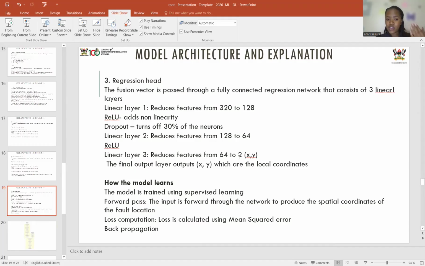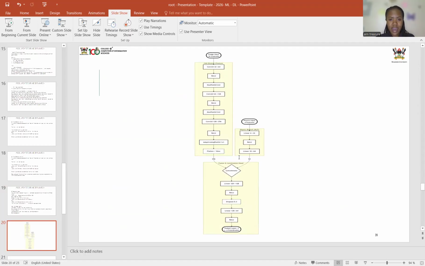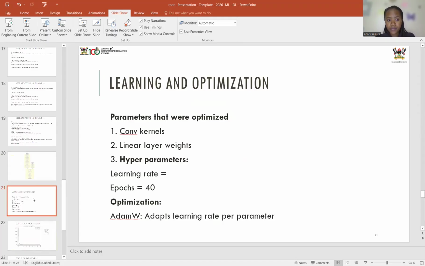How the model learned: it was trained with supervised learning. There was a forward pass where the input is forwarded through the network to produce the spatial coordinates of the fault location. There was loss computation, which was done using the mean squared error, and there was backpropagation, which I had explained earlier. So this is the model architecture. As you can see here, we have the CNN branch, we have the physics network branch, and all of this is merged into the fusion and localization head, which outputs these XY coordinates. With these coordinates, we're able to compute the location of the fault.